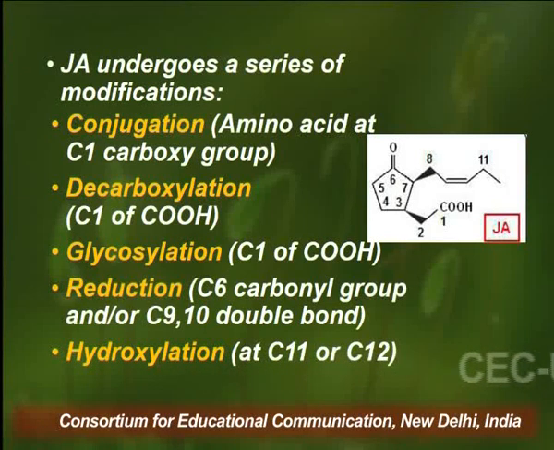Second is decarboxylation. Since decarboxylation is there, it involves the COOH group that is present on the jasmonic acid molecule. Glycosylation, again the carboxyl group is involved in this kind of reaction. Then jasmonic acid can further undergo reduction, and this reduction can either happen at the carbonyl group present at the 6th carbon, or at the double bond or unsaturation present at the 9th or 10th carbon. And it can undergo hydroxylation, wherein a hydroxyl group is attached, and this addition can occur either at the 11th carbon or the 12th carbon, and in some cases it has also been seen that the hydroxylation occurs at the 6th carbon in the jasmonic acid structure.